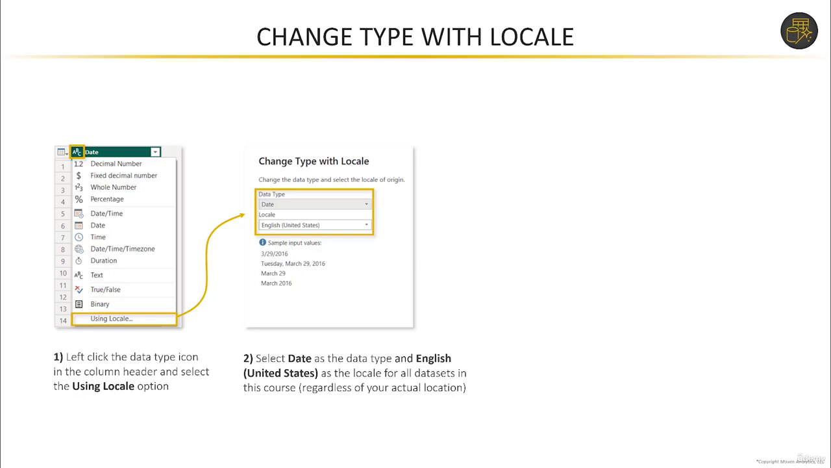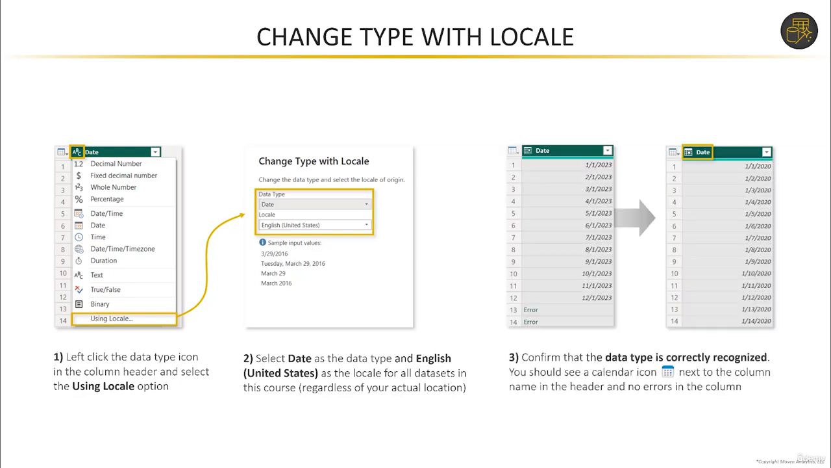So in this course, all of the data types are based in English, United States. So if you're running into this issue, select that option regardless of your actual location. If you select your own location, the records won't update accurately. And then third, you really just want to confirm that the updates have been applied and that the data type is correctly recognized and without any error or issues. All right, so I'm going to jump into Power BI and show you what this looks like. There isn't a data set to follow along with for this demo, so just sit back, watch, and enjoy.